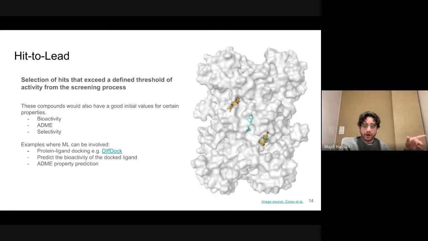Example methods of where ML can be involved are protein ligand docking, with methods like DiffDock, though there are several other methods since then that also do protein ligand docking. Predicting bioactivity for a docked ligand, and ADME property prediction. This is a main line of work that I did during my time at AbbVie, where we're trying to accurately predict these different ADME properties for molecules.